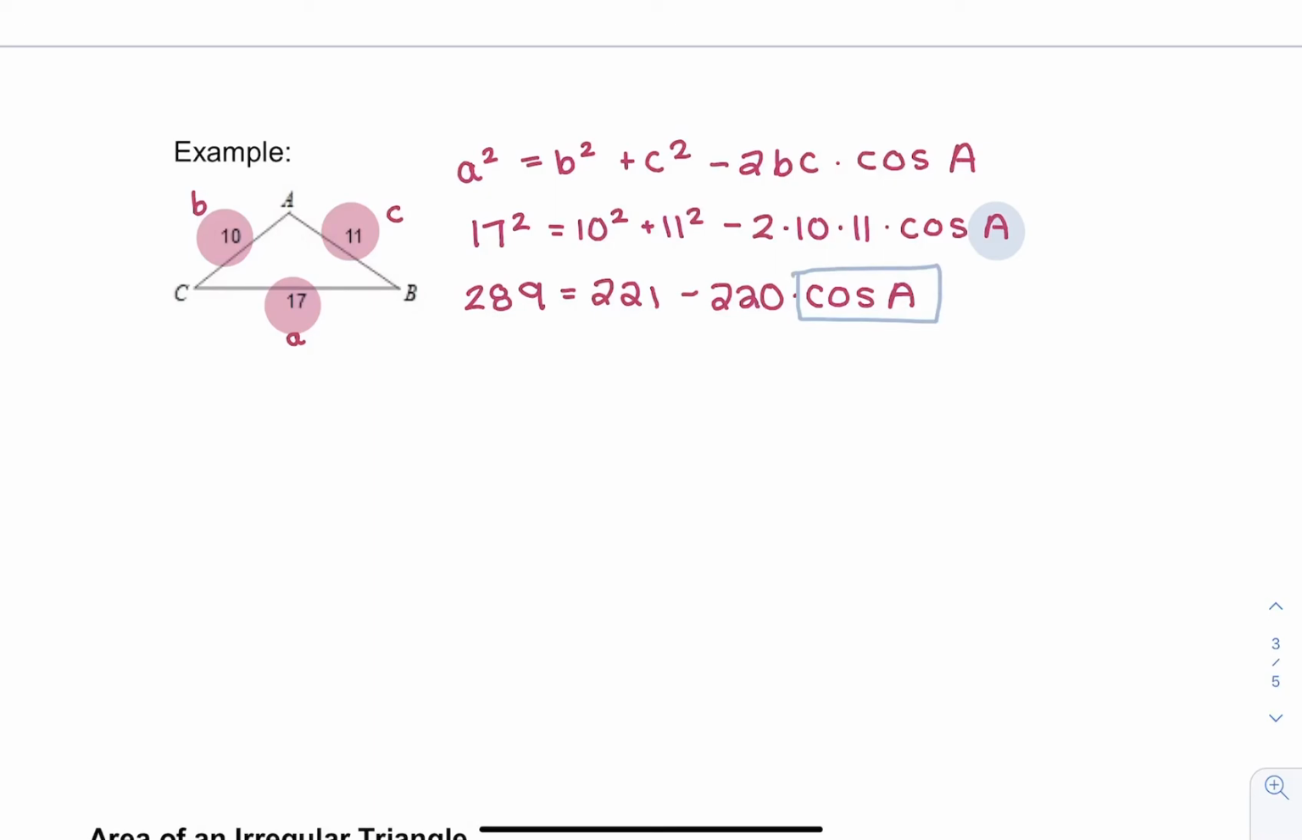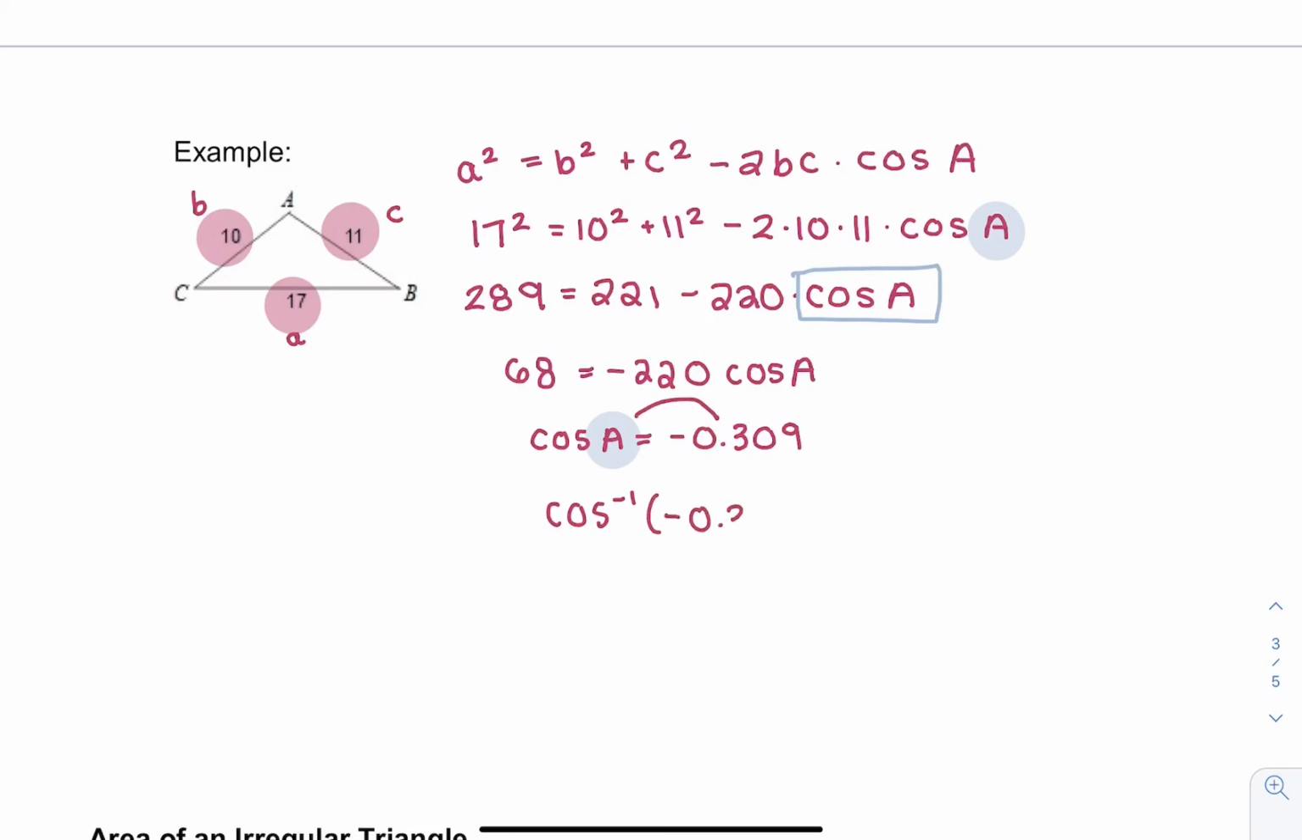We first subtract 221 from both sides to get 68 equals negative 220 cosine of A. Now we divide both sides by negative 220. So we get cosine of A equals negative 0.309 approximately. Now our A is trapped inside the cosine function, so we use the inverse function to get it out. We say cosine inverse of negative 0.309 is equal to A. And we find our angle A is about 108 degrees. From here, you could use law of sines to find out what angle C and angle B are.